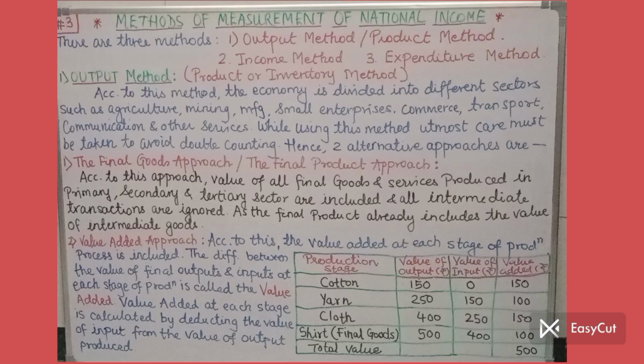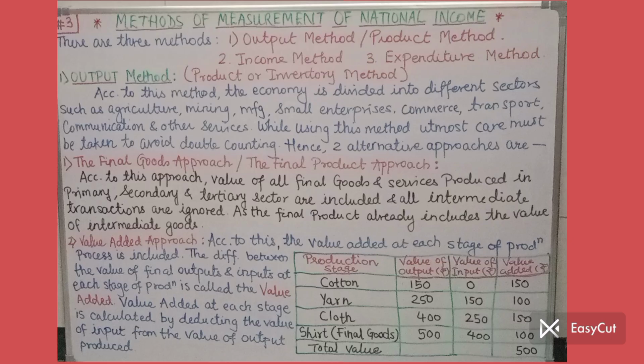Output method. According to this method, the economy is divided into different sectors such as agriculture, mining, manufacturing, small enterprises, commerce, transport, communication, and other services, etc. Now, while using this method, utmost care is needed, as I told you. So, to avoid this double counting, there are two approaches given for this output method. Now, let us see those two approaches one by one.